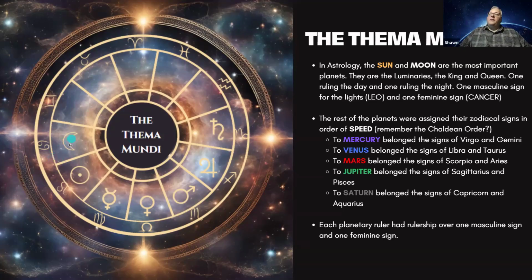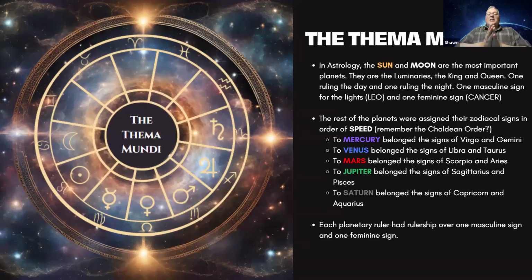Now, each of the luminaries ruled only one sign. The moon only ruled Cancer. The sun only ruled Leo. The rest of the planets, however, were assigned their signs in zodiacal order based on, guess what?